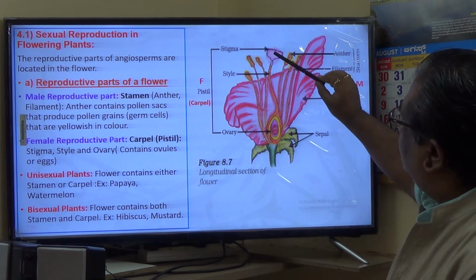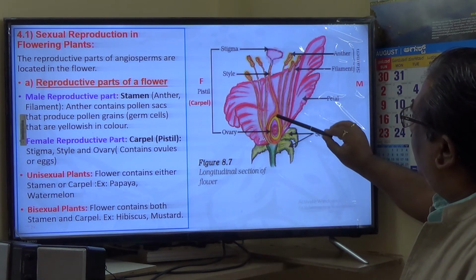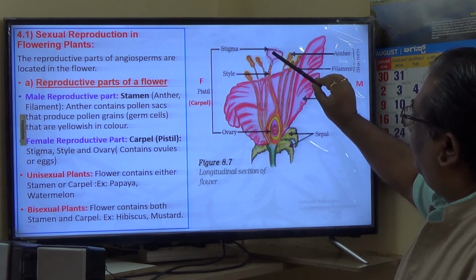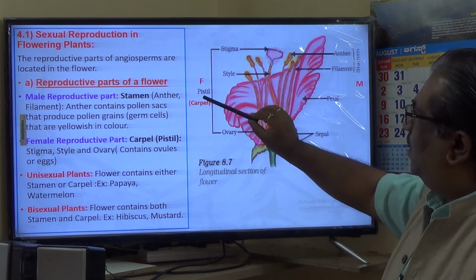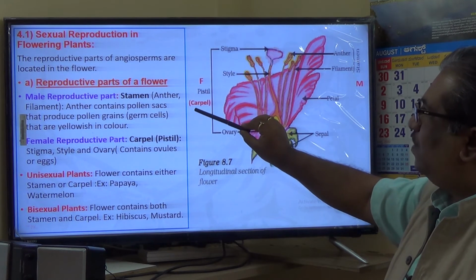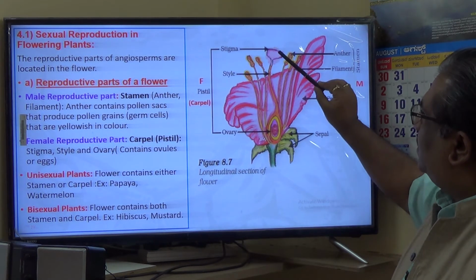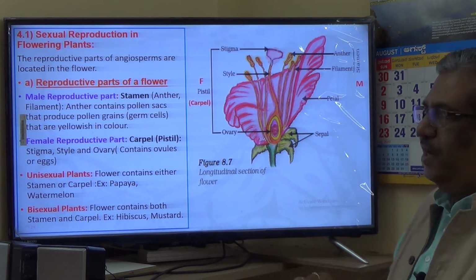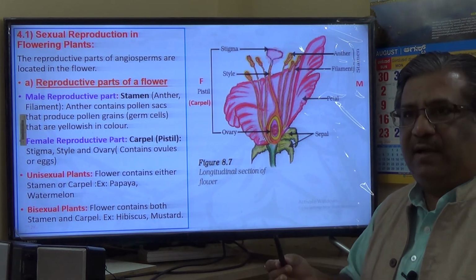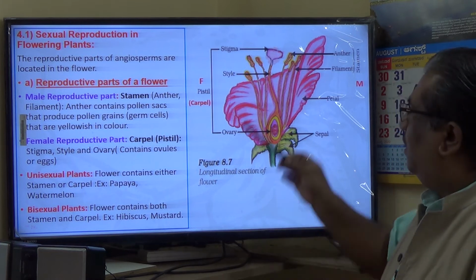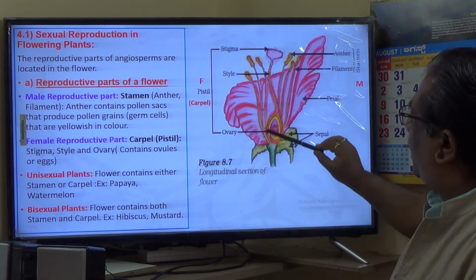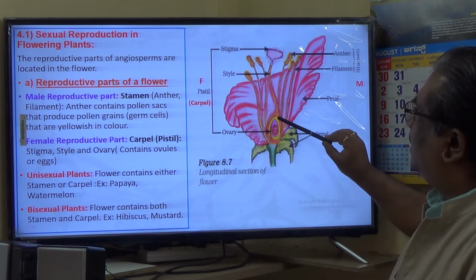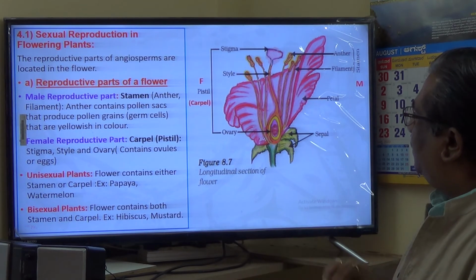Similarly, this center part over here, this entire structure is called the pistil or carpel, and this is the female reproductive organ or part of the flower. This female reproductive part of the flower can be classified into three main parts.